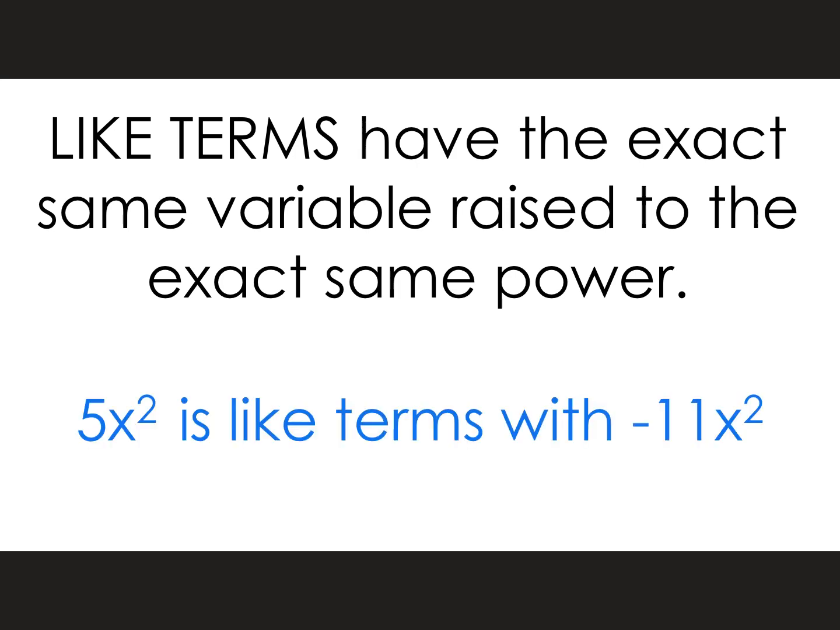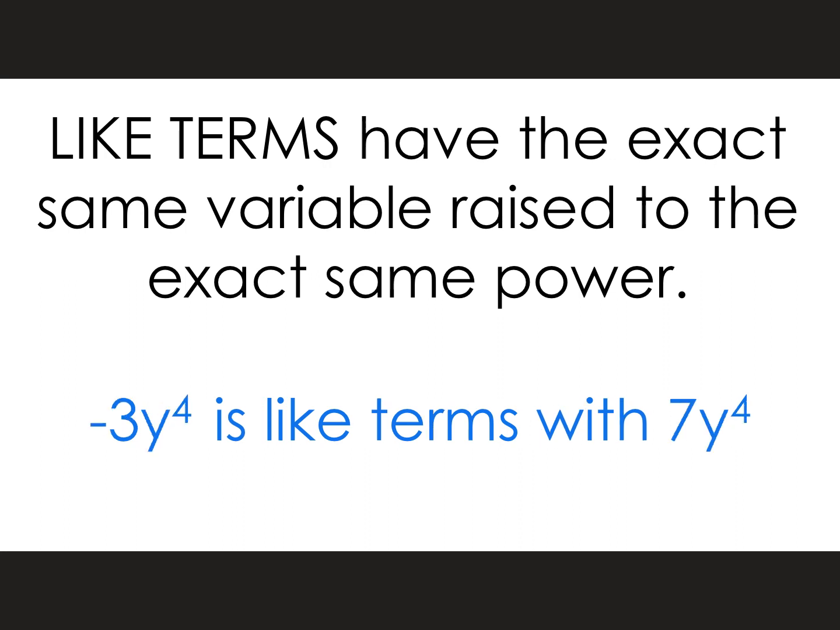Here's an example. 5x squared is like terms with negative 11x squared. Both of those have an x, and both of those x's are raised to the same power of 2. Negative 3y to the fourth is like terms with 7y to the fourth, again, because they have the same variable raised to the exact same power of 4.